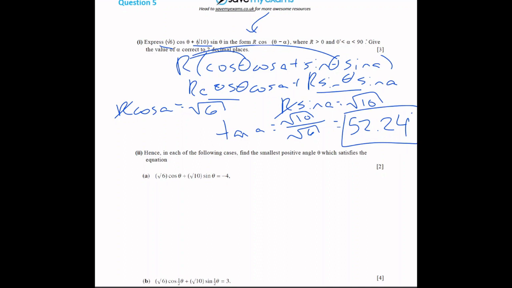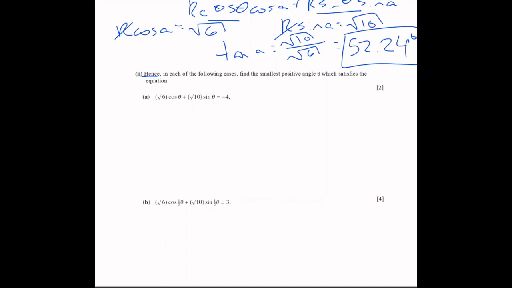And there we go. That's alpha for you, corrected to 2 decimal places. In the next one, we have a "hence." So we know we're using our exact last answer, but we need to find r this time. In each of the following cases, find the smallest positive angle which satisfies the equation. I know these rules apply to this question as well as this question. That's a bit notable, because if you forget, you just won't know what to do.